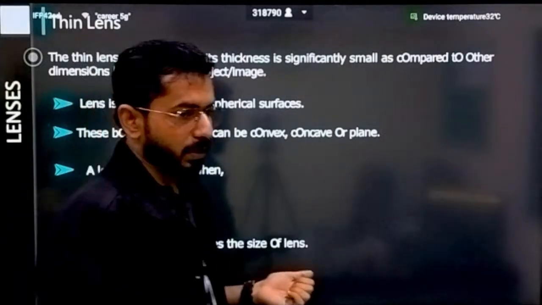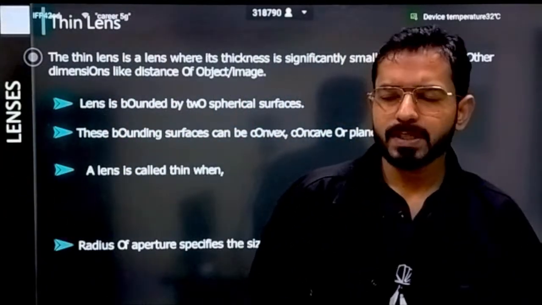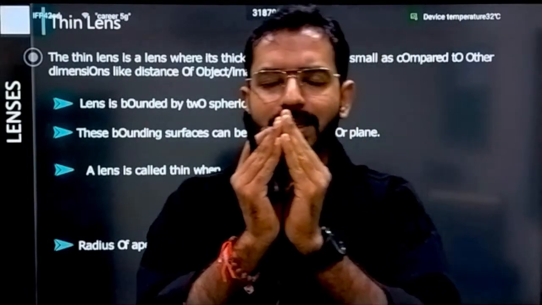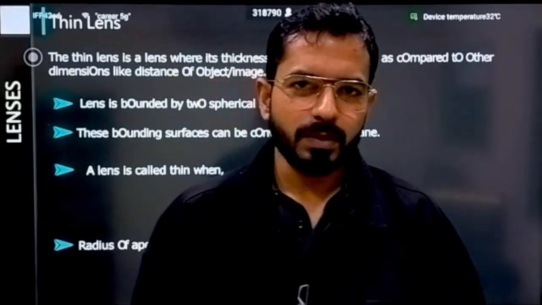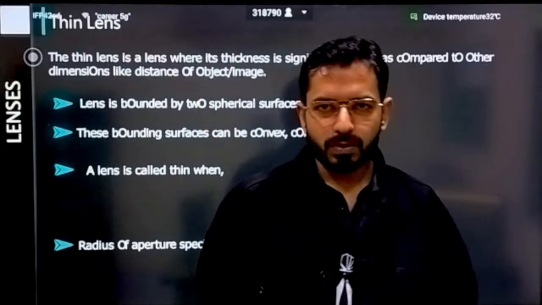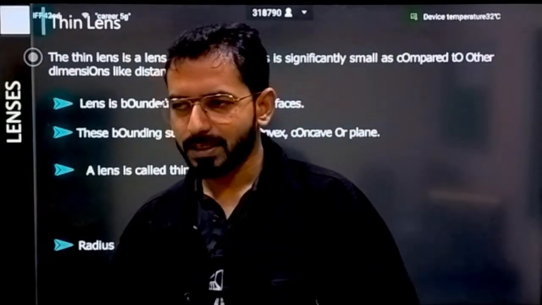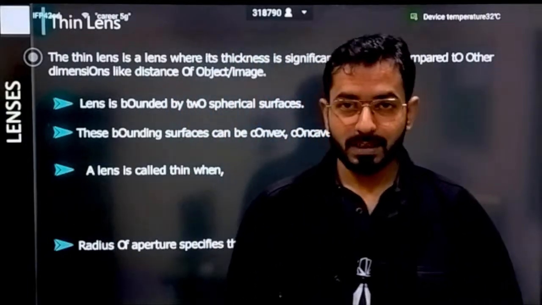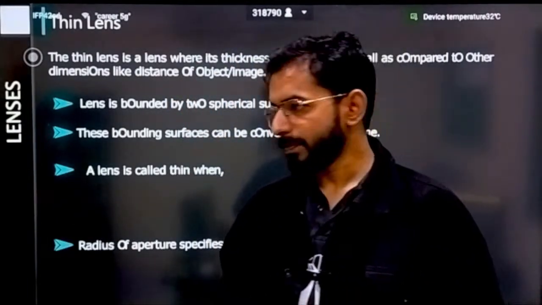Here, actually we are going to study thin lens. Thin lens means the thickness between the two surfaces of the lens is very negligible. For calculation purposes, for the derivation, we always try to calculate the ideal scenario, so there will be some negligible distance still, but we'll be neglecting that. That's why we derive everything for thin lens.